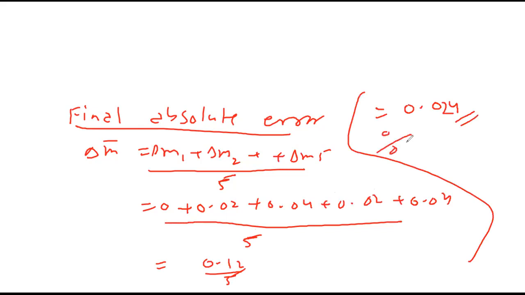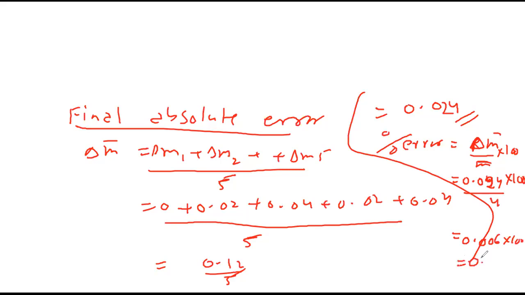Now percentage error equals relative error, delta m bar upon m, into 100. So 0.024 upon m, which is m bar, which we got as 4, into 100. When you simplify, it will become 0.006 into 100. That means it is 0.6%. Okay.